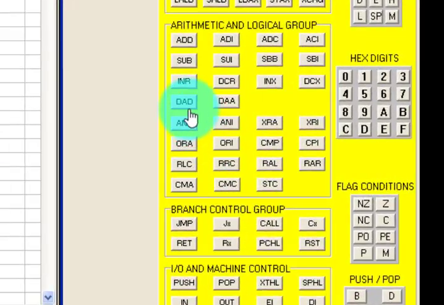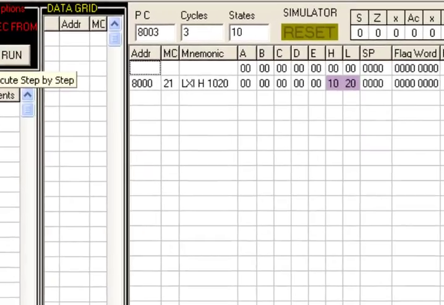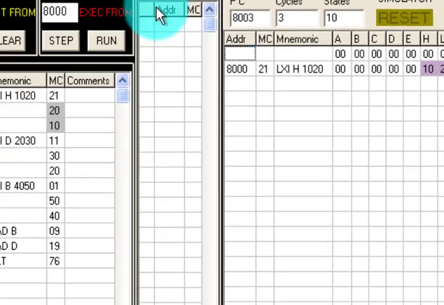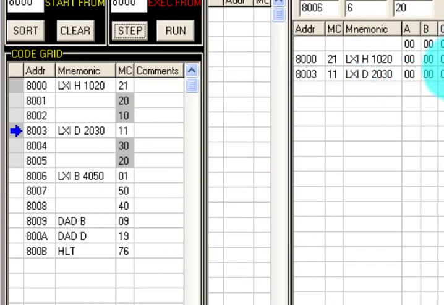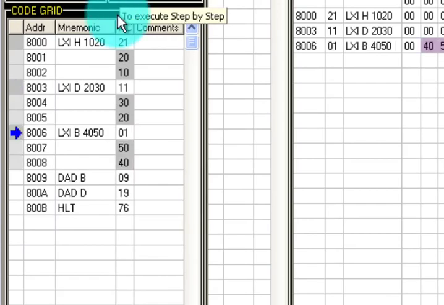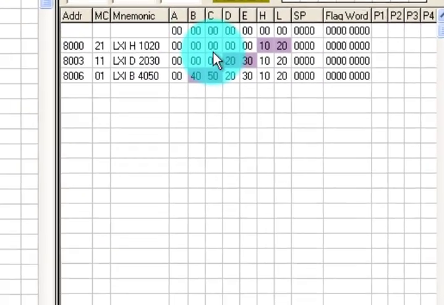Now next we consider the fourth row. We first consider the DAD instruction. DAD means double add. To understand this, we have written some code: LXI H 1020, LXI D 2030, LXI B 4050, and we have these two DAD instructions. With the first step LXI H 1020, 10 gets stored in register H and 20 in L. With LXI D 2030, 20 gets stored in register D and 30 in E. With LXI B 4050, 40 gets stored in B and 50 in C.